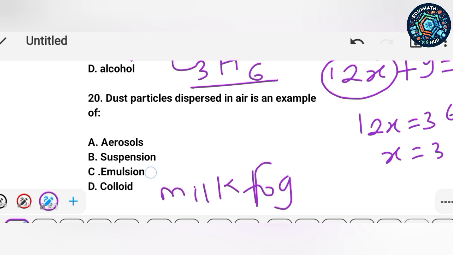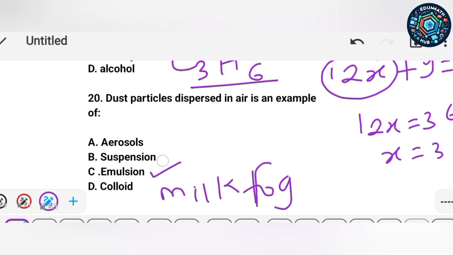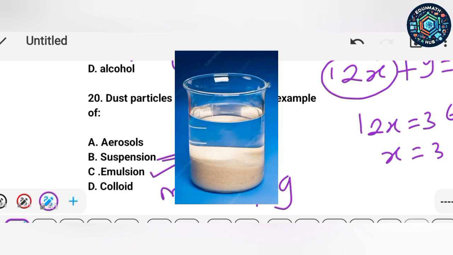Then the next one is emulsion. Emulsion is when you mix two immiscible liquids together, two liquids that cannot mix. Like when you mix something like oil and water together, you're going to get an emulsion. So this one is not about dust particles. Next one is suspension. Suspension is kind of similar to dust particles, but it is not it exactly, because in a suspension, the particles will later settle. Like when you put sand inside water, the particles of that sand will later settle down. You will not see the sand at the top. The sand will sink down.